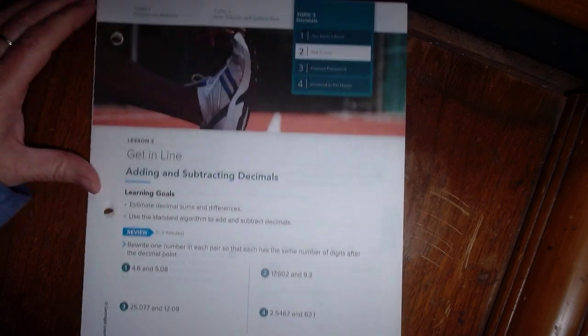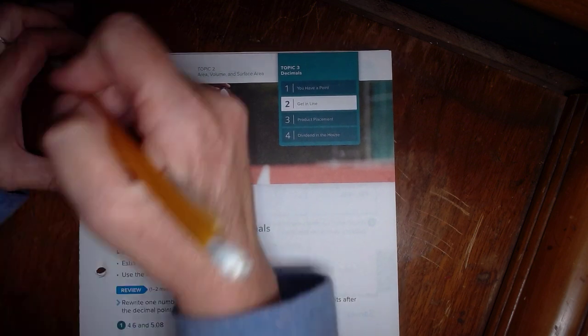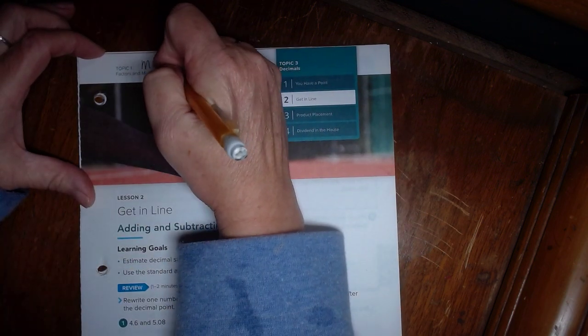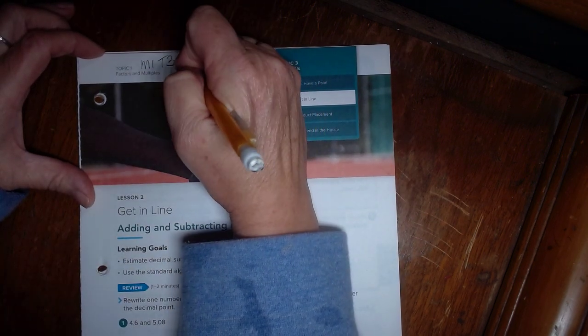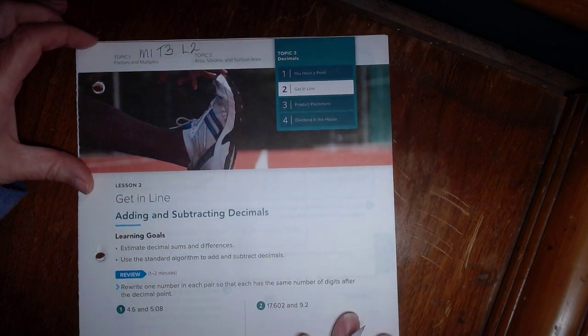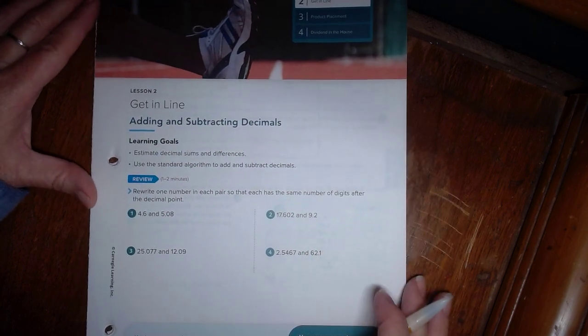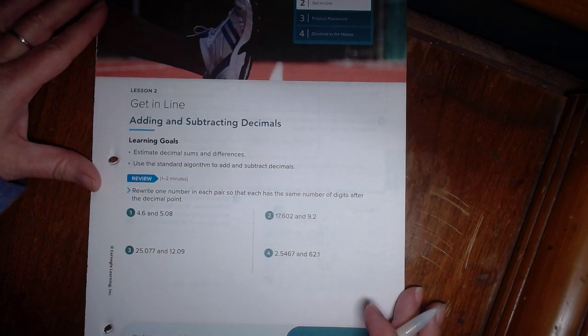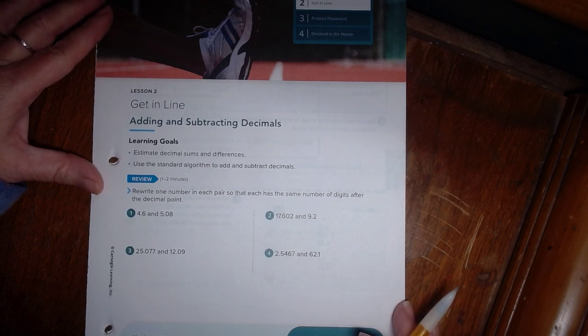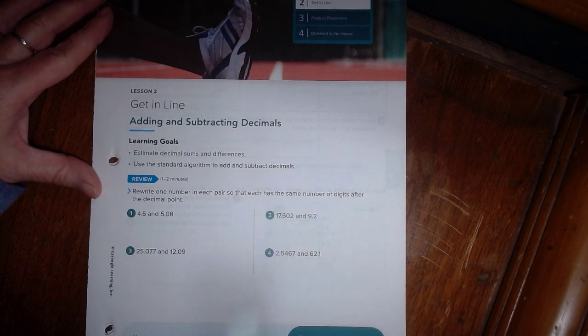Page 127, we are still in Module 1. We are on Topic 3, and we are in Lesson 2. And this is the introduction, our learning goals: estimate decimal sums and differences, and use the standard algorithm to add and subtract decimals. That just means the traditional way that we add and subtract. Review, 1 to 2 minutes is all this should take.